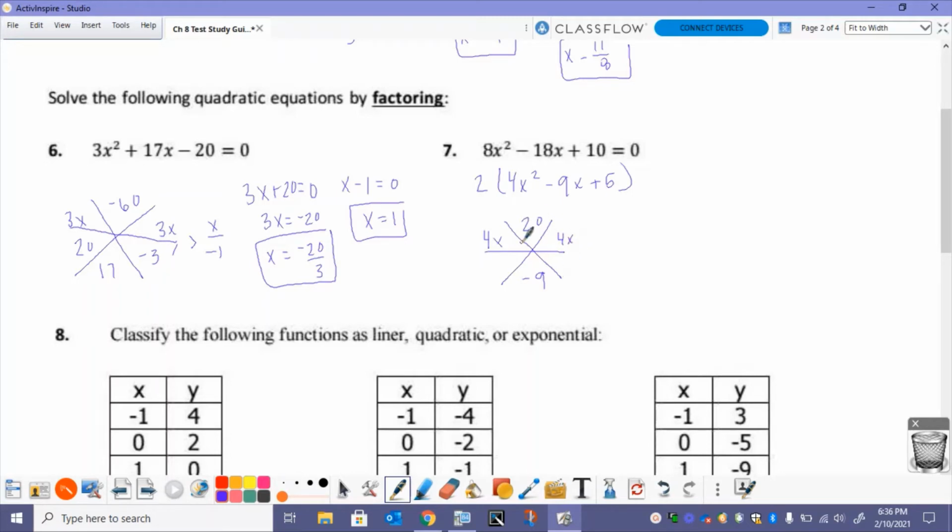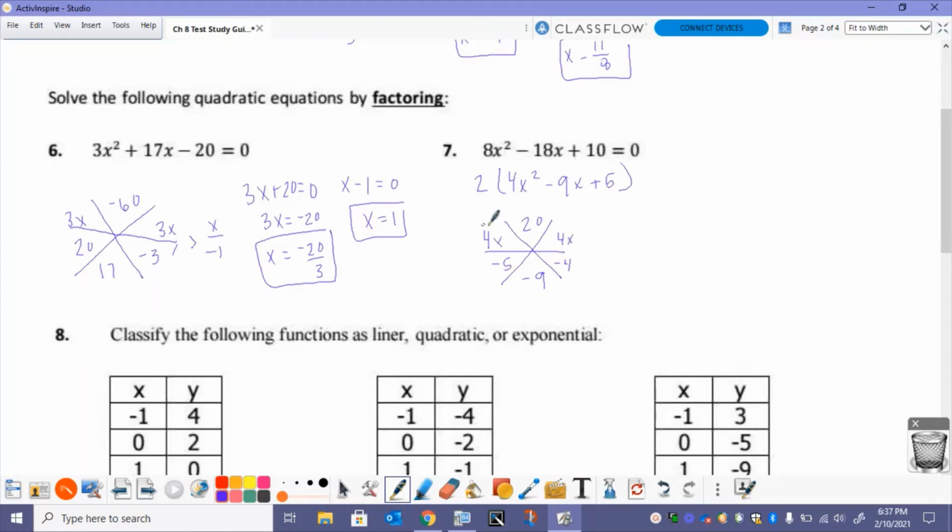All right, so what can we multiply to 20 and add to negative 9? This is one where you have to be careful because we want a positive up top and a negative at the bottom. So we can multiply two negatives together to get a positive and also combine two negatives to keep that negative. So it's easier than you think, so it's negative 5 and negative 4.